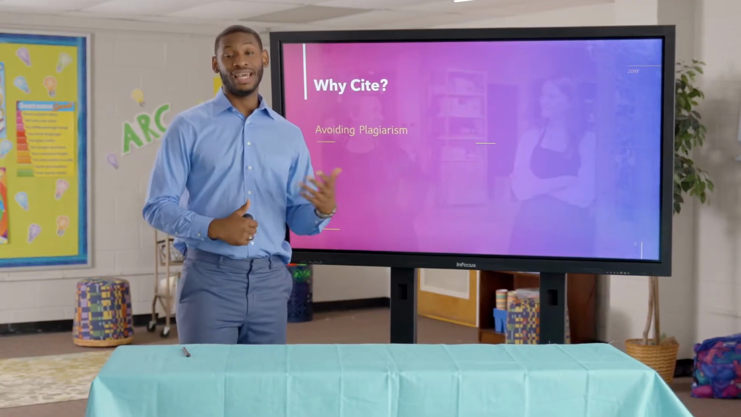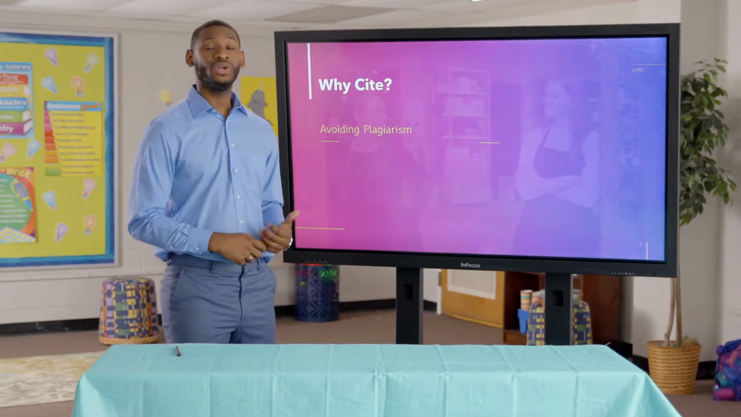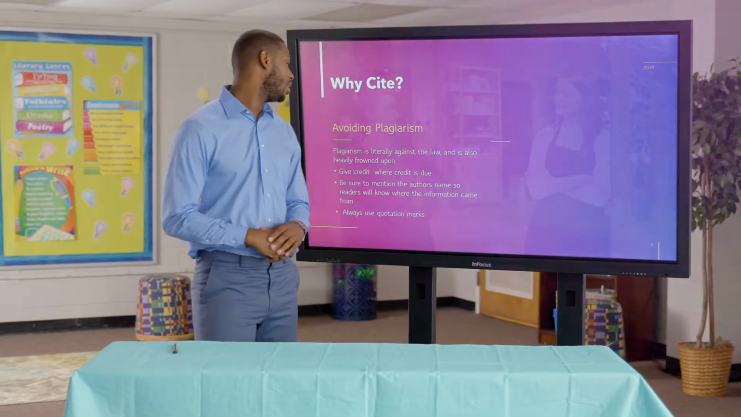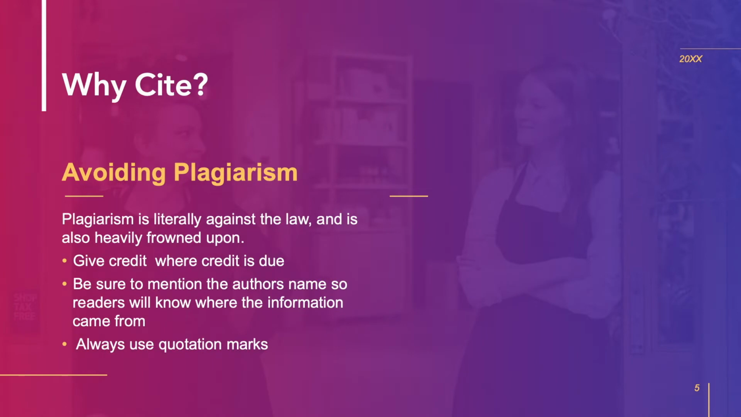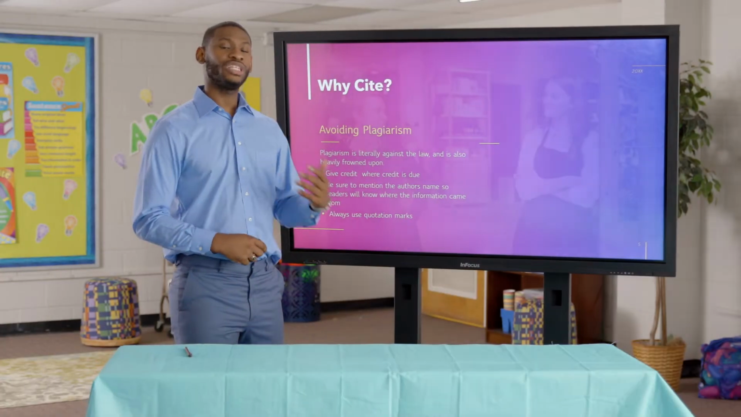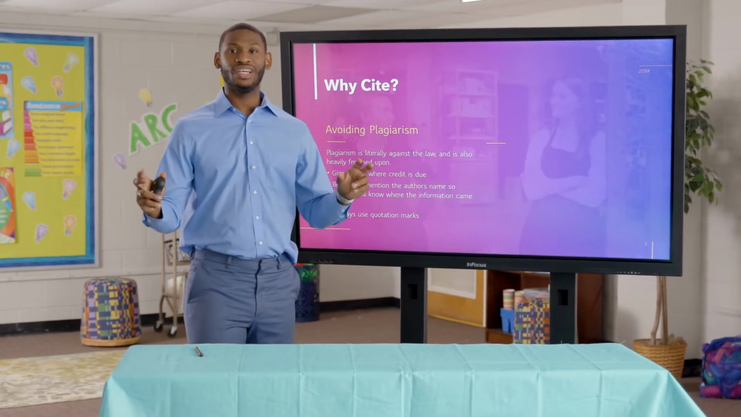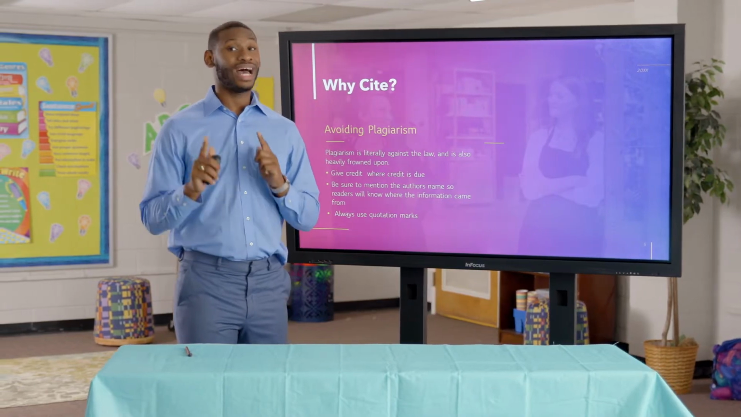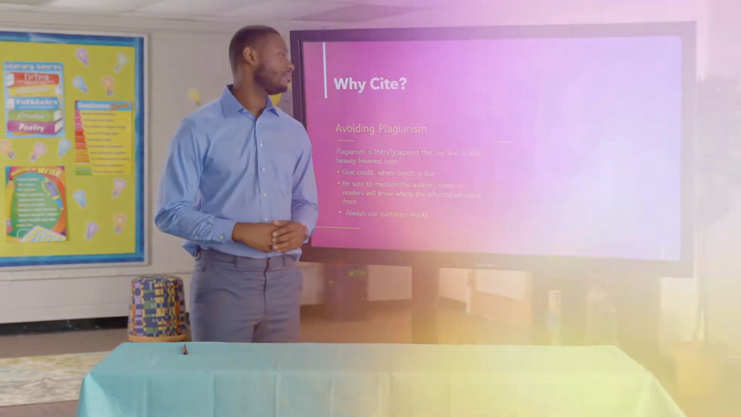So the question is, why do we cite? Here's the answer. To avoid plagiarism. We just talked about what plagiarism is. It's the taking of someone else's ideas. So in order to avoid this, we must do a couple different things. We must give credit to where credit is due. Pretty simple. We must be sure to mention the author's name so the reader will know where the information came from. And lastly, always use quotation marks. We talked about this in the last lesson, using quotation marks. That lets the reader know it's not your words, but it's someone else's.